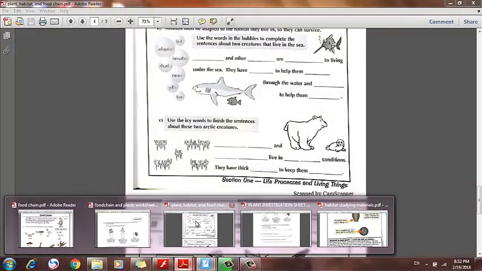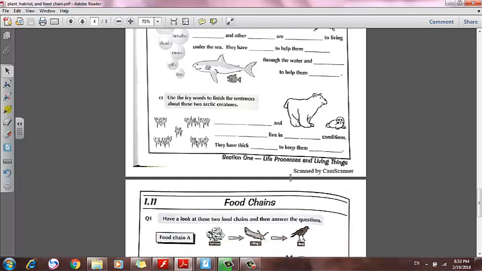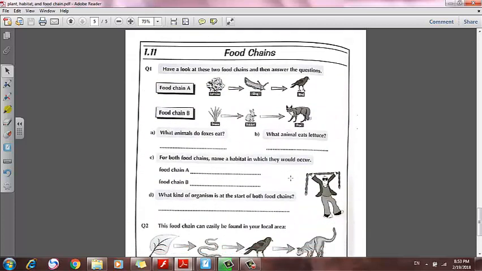The sheet which we took in the class. Have a look at these 2 food chains and then answer the question. Food chain A and food chain B. Food chain A starts with lettuce eaten by a slug, and the slug eaten by a bird. Food chain B: grass eaten by rabbit, and rabbit eaten by fox. What animal do foxes eat? Fox eats rabbit. What animal eats lettuce? Slug.